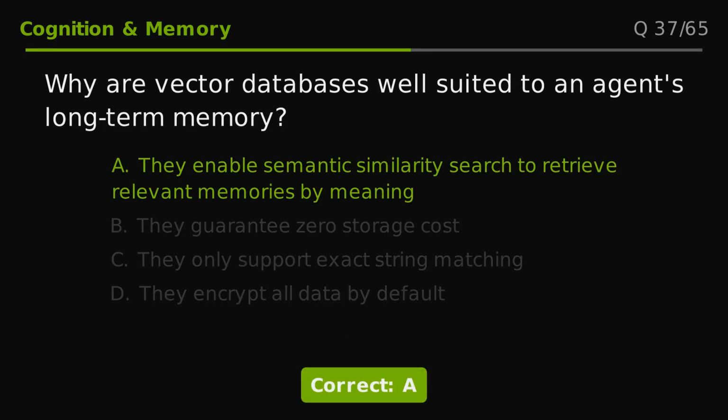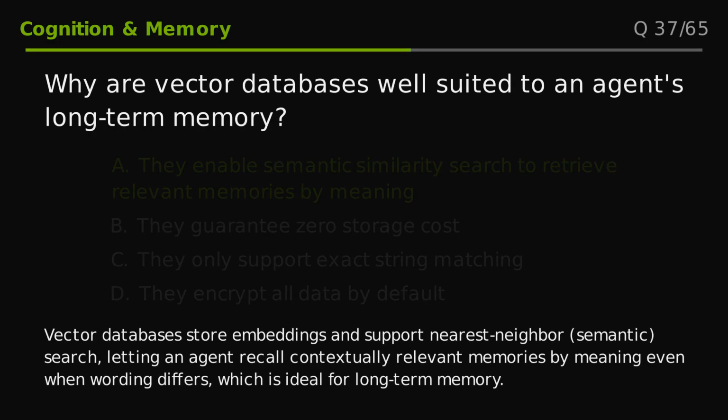The correct answer is A. Vector databases store embeddings and support nearest neighbor semantic search, letting an agent recall contextually relevant memories by meaning even when wording differs, which is ideal for long-term memory.